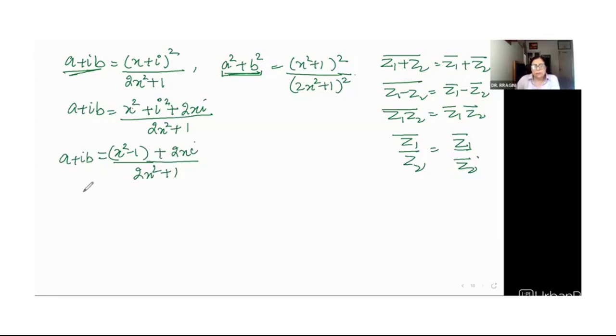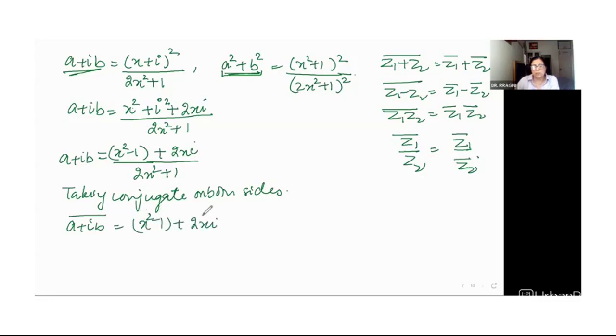What I can do is, here you can write taking conjugate on both sides. What does that mean? If I am putting this bar sign over here and x square minus 1 plus 2xi, put a bar over here. I'm just eliminating one step because I'm short of space here. See, in this rational function, if we put a bar on the numerator, that means we can take the conjugate on numerator as well as denominator separately.